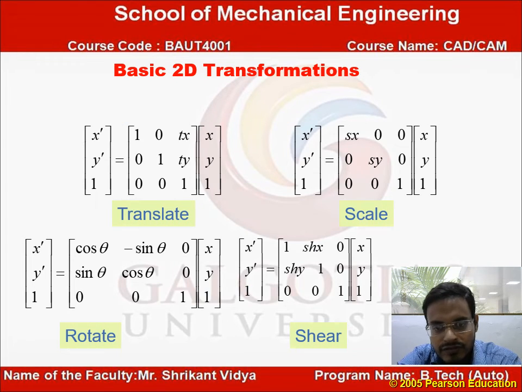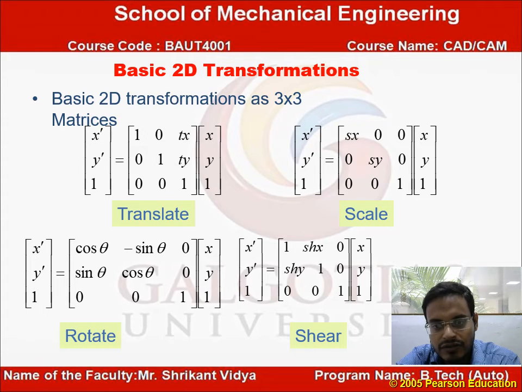So this is the basic translation transformation. Suppose you want the coordinates of the new translated point: you multiply the coordinates of the original object by this translation matrix, [1 0 tx; 0 1 ty; 0 0 1]. Similarly, we get scaling, then rotating, then shearing also. Using only the transformation matrix, we get the points of the new transformed object.